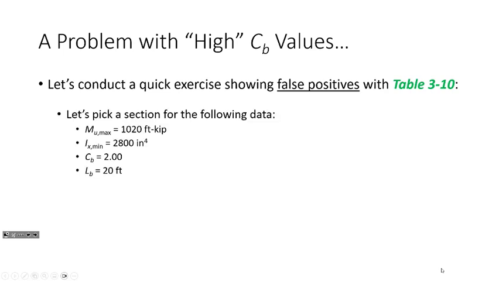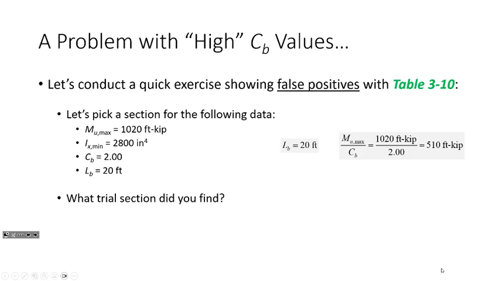I want you to pick a section with the following data. So imagine we just did a design problem. I got, here's my moment, here's my CB, here's my LB, etc. So how do I use Table 3-10? I go to Table 3-10, and I say, let's divide out the effects of CB, and let's go for an LB of 20 feet and an MU over CB of 510, okay? So I want you to help me out. What section are you going to find for this configuration?